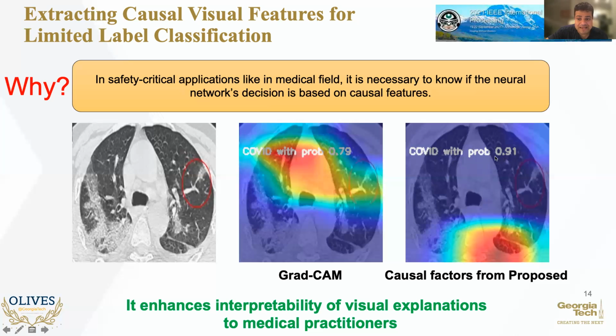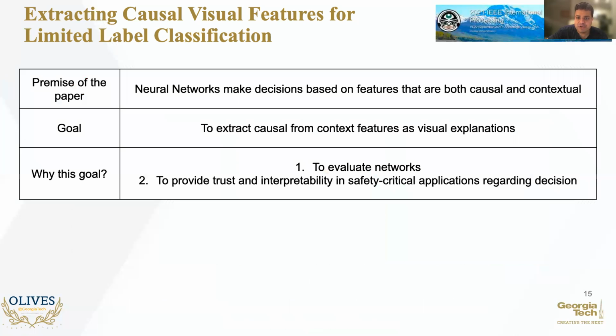Note that our method is not a technique in the conventional sense. We take Grad-CAM and extract causal features from them. The shown results are essentially the causal regions within Grad-CAM. These two heat maps and their associated probabilities can now be used by medical practitioners to see if the explanations match their expectations and if the network is making its original decision based on causal features. Let's put this in our summary slide.